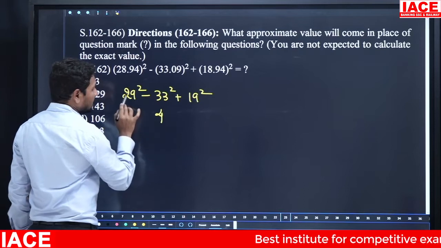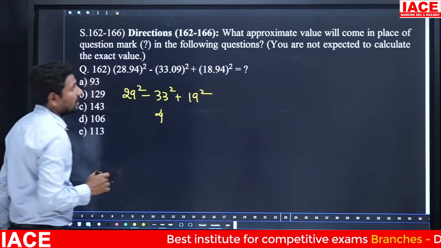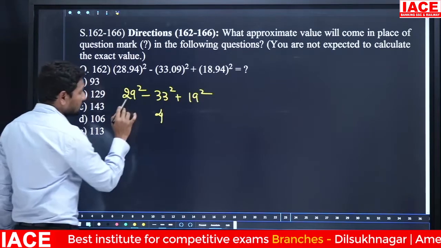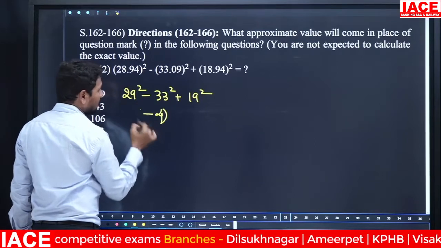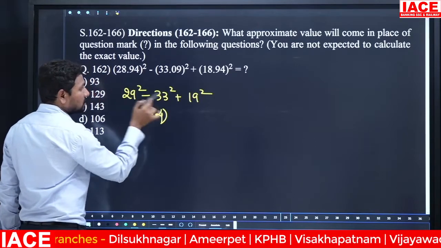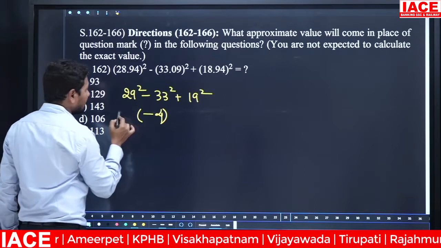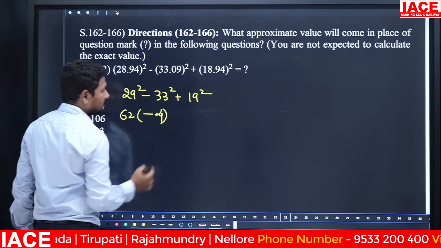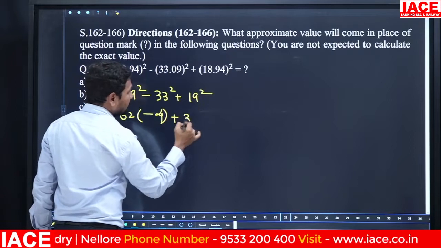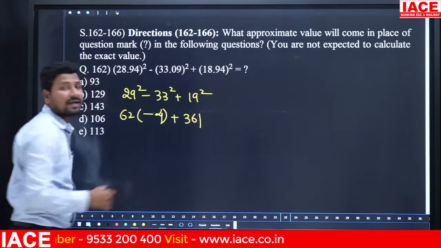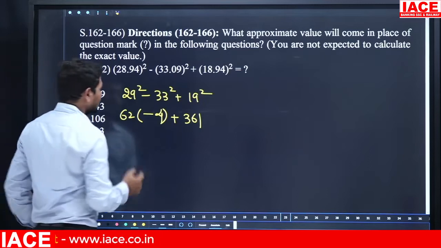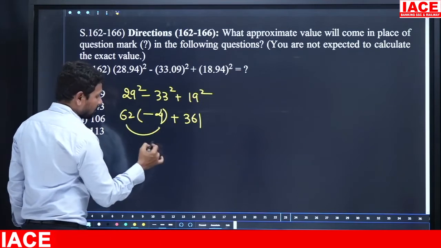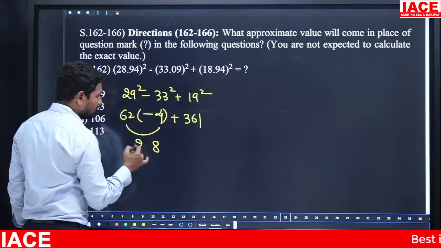Using a square minus b square, you can take minus: 29 minus 33 is equal to minus 4, and a plus b means 29 plus 33. 29 plus 33 is equal to what? 30 plus 20 is 50, 9 plus 3 is 12, so it is 62. 62 plus the 19 square value, which is 361. 62 times 4: 4 2s are 8, 4 6s are 24.